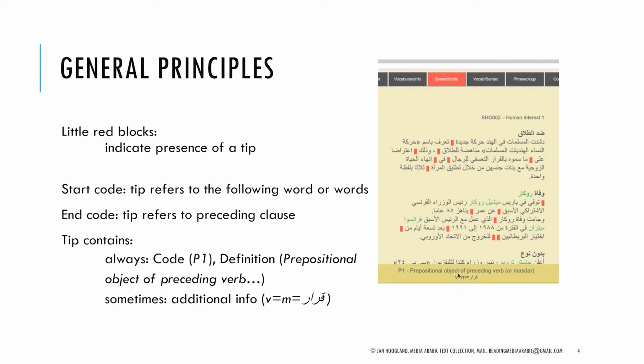This tip relates to this preposition fi here in the text, and it indicates that fi and what follows after fi is a prepositional object, and it belongs to the verb or the masdar al-qarar, the decision. A decision about. So these two words belong together.